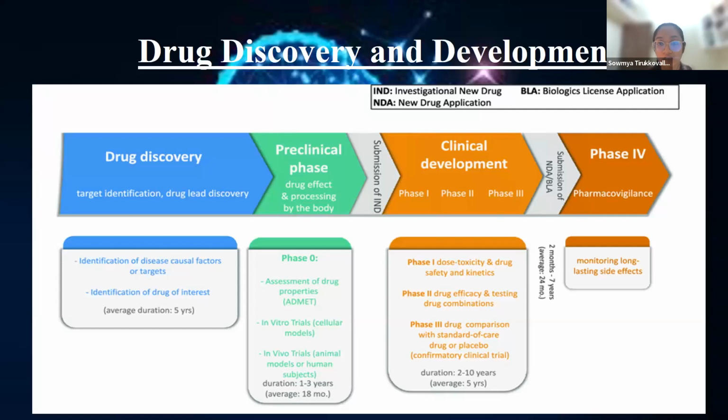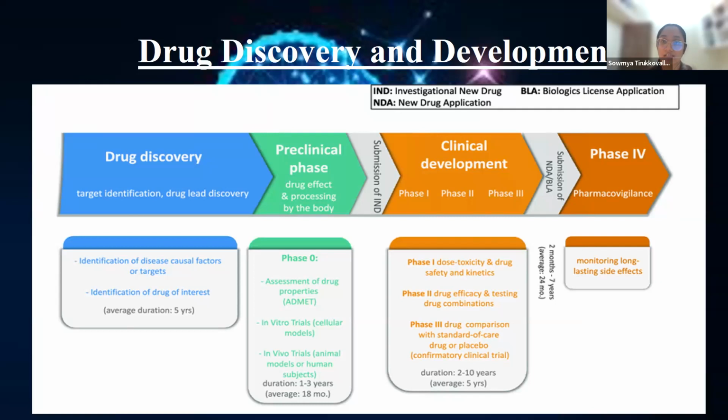Then you go on to preclinical trials, where there are various steps involved, and the duration of this phase is 1 to 3 years. Then you have clinical development, where again there are various phases involved, and the duration is about 2 to 10 years. So the average is about 5 years. And then there's phase 4, where you monitor long-lasting side effects, which again takes a lot of time.